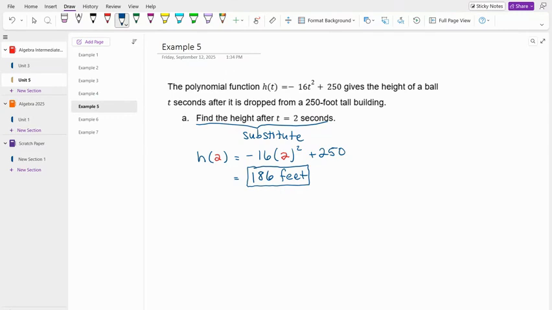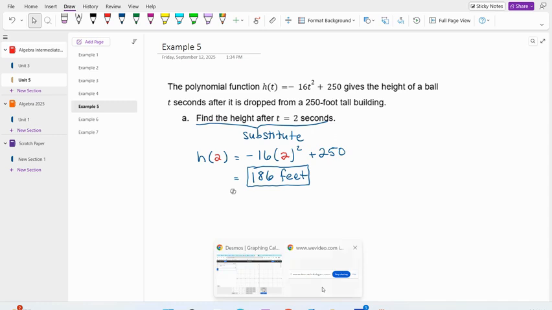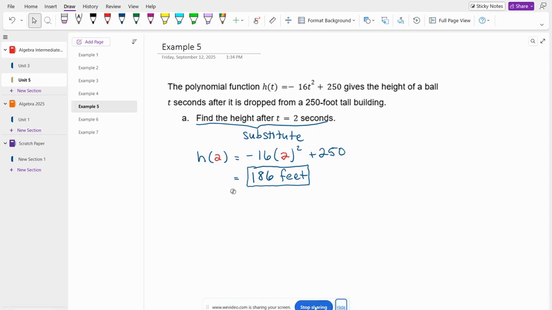So again, even though it's a word problem, they're giving us a polynomial function. They're asking us for some information. They're giving us an input of t equals 2 seconds. We can substitute it in and end up with our answer. So if you guys have any questions, please let me know. Otherwise, I'll see you in class.